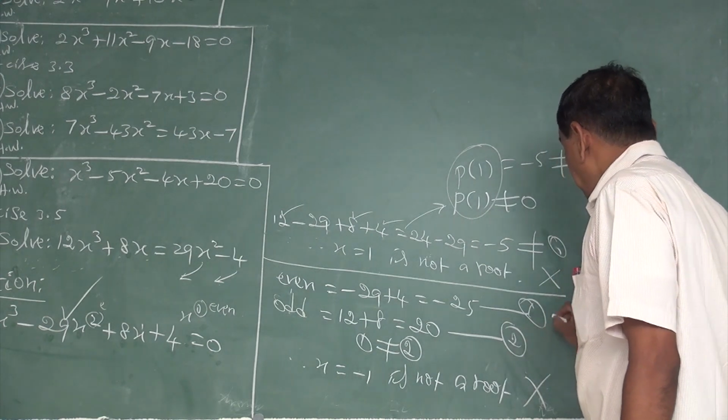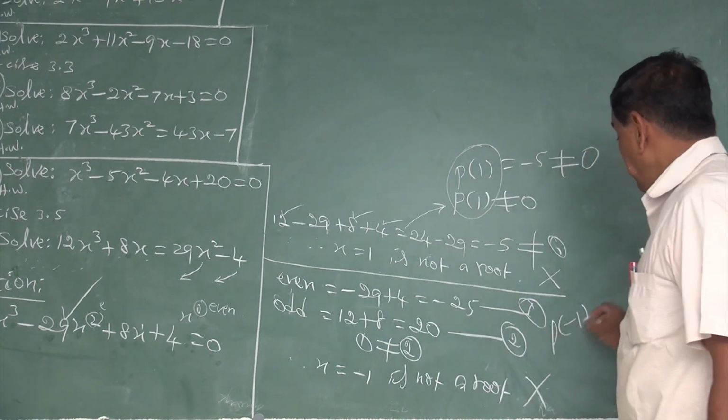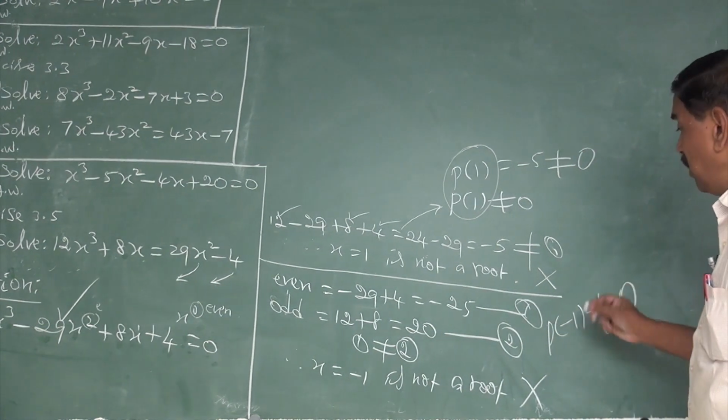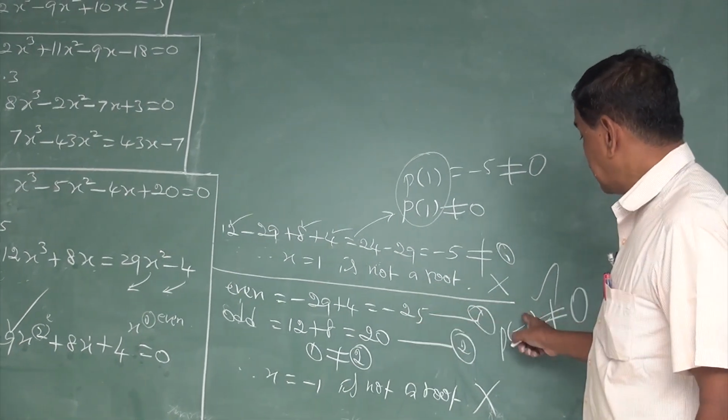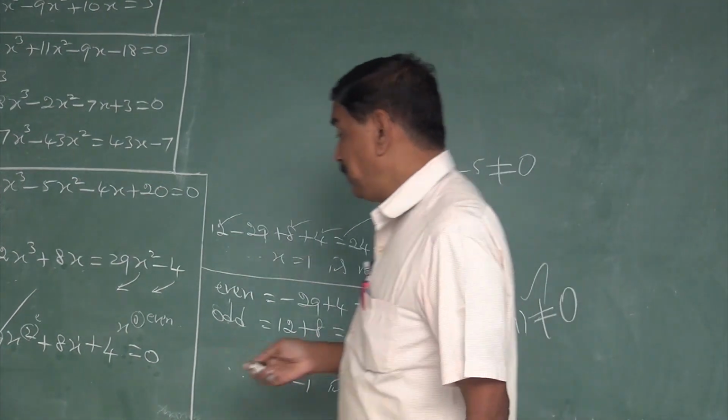Otherwise, one can verify P of minus 1. If P of minus 1 is not equal to 0, therefore x equal to minus 1 is not a root. It is a second type. It is a first idea, it is a second idea. Here P, what is meant by P of minus 1?